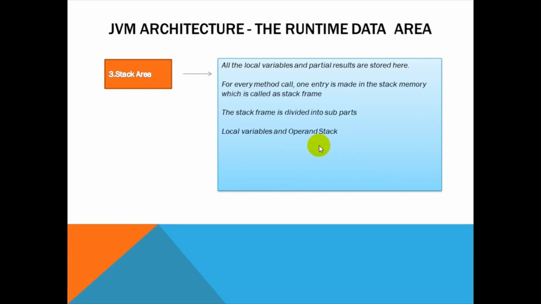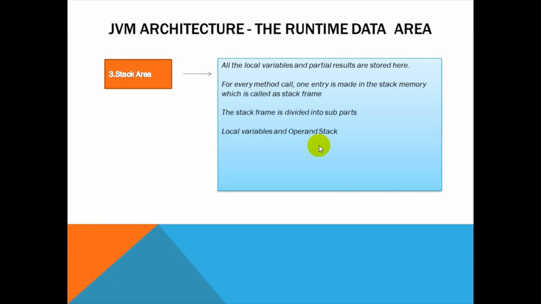Stack area. Whenever a new thread is created in the JVM, a separate runtime stack is also created. All local variables and partial results are stored here. For every method call, one entry is made in the stack memory, which is called a stack frame. The stack frame is divided into subparts: local variables and operand stack.